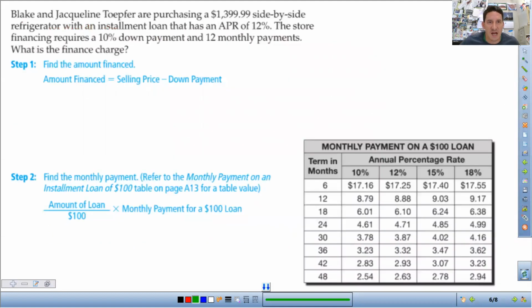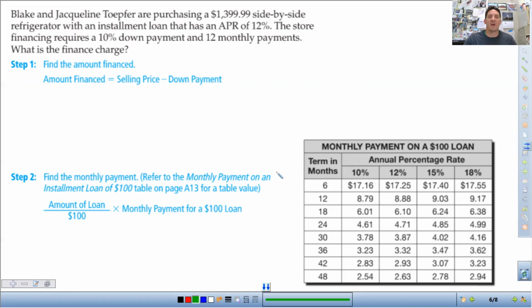Blake and Jacqueline are purchasing a $1,399.99 side-by-side refrigerator with an installment loan that has an APR of 12%. So this APR here, that is the interest rate on the loan. All right, so when you hear people talk about APR, they're talking about interest rates on the loan. The store financing requires a 10% down payment and 12 monthly payments. So the 10% down payment, we did this last time.